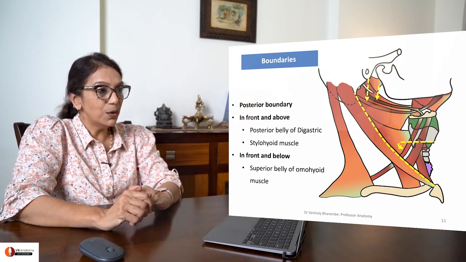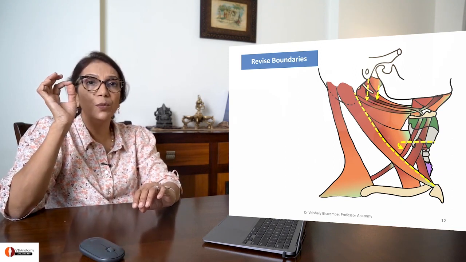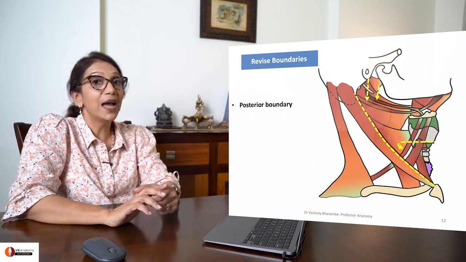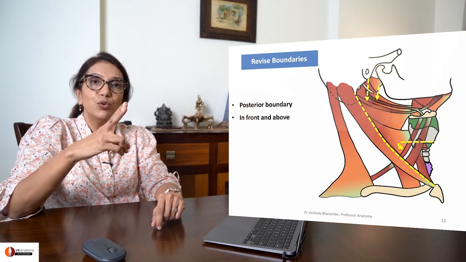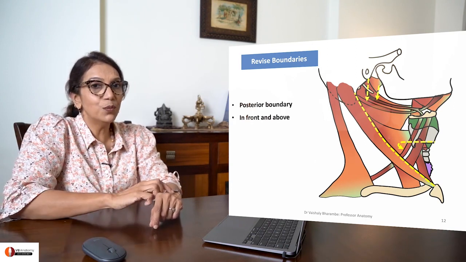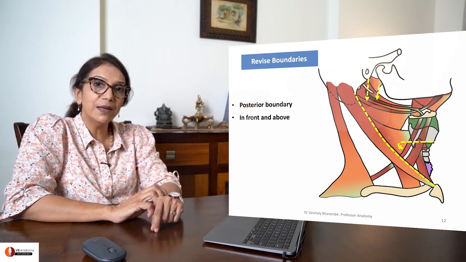Okay. So now let's revise this and make these boundaries permanent in your brain. The posterior boundary is formed by the sternocleidomastoid anterior border. In front and above, it's formed by two muscles. You can see the arrows pointing to that. Can you check if you know what are the two muscles forming the boundaries in front and above?